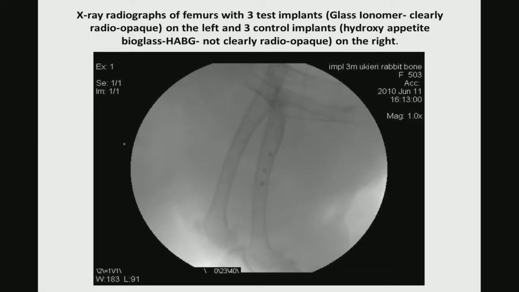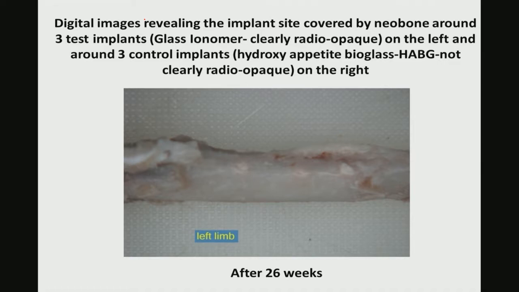Now, the X-ray radiographs of the femurs just show how these implants are placed. This is one implant, this is the second implant, this is the third implant, and from the difference in density in this X-ray you can identify the material. In this particular case, the hydroxyapatite based bioglass, which is a material with proven biocompatibility, is not radio opaque, whereas the glass ionomer or silica based glass are clearly radio opaque.